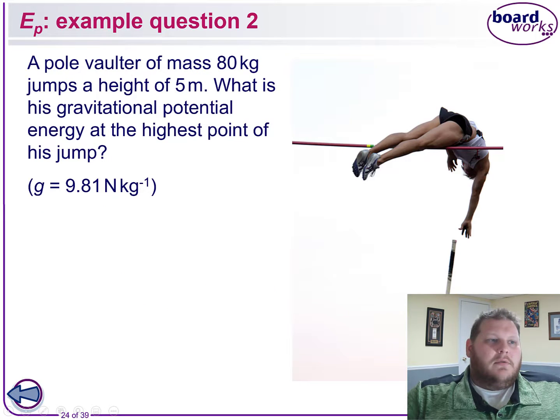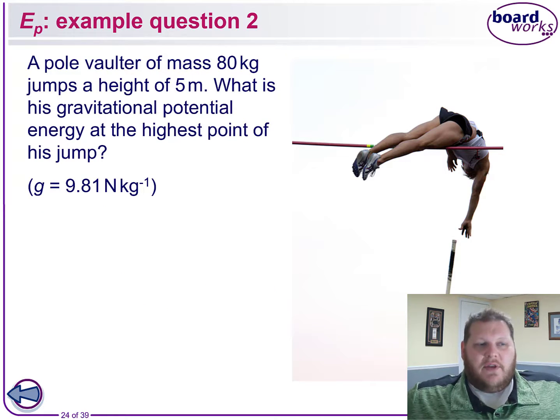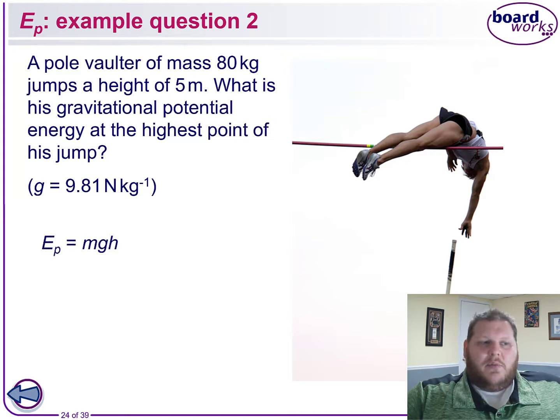Take a look at another one. For example, number 2, we have a pole vaulter that has a mass of 80 kilograms, jumps to a height of 5 meters. What is his gravitational potential energy at the highest point of the jump? So here, just our regular old equation for potential energy.